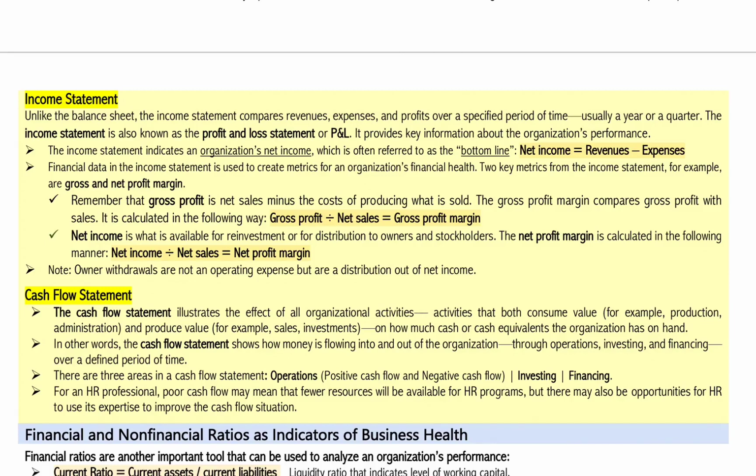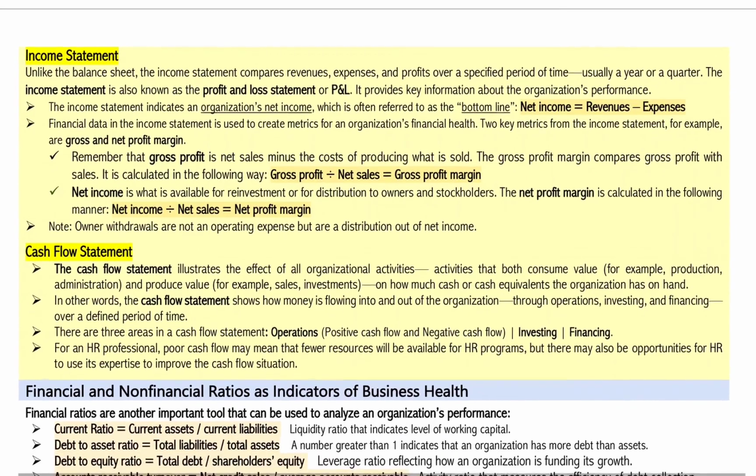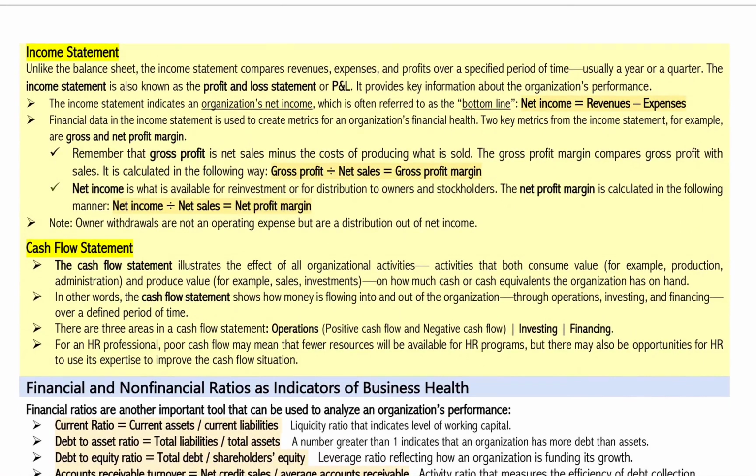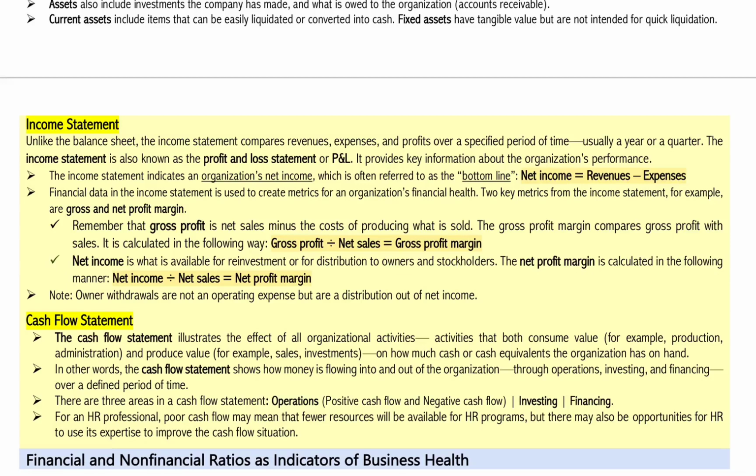Financial data in the income statement is used to create metrics for an organization's financial health. Two key metrics from the income statement, for example, are the gross and net profit margin. Remember that gross profit is net sales minus the costs of producing what is sold. The gross profit margin compares gross profit with sales.